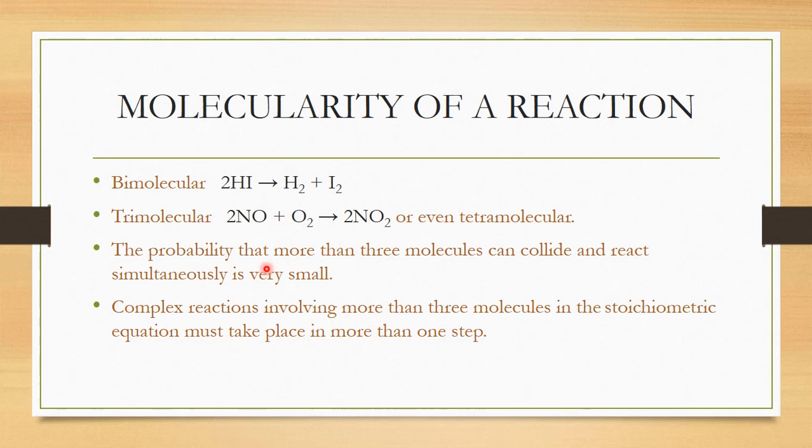But do remember that the probability that more than three molecules can collide and react simultaneously is very small. If you see a complex reaction involving more than three molecules in the stoichiometric equation, it means that the reaction cannot take place in one step. It must have taken place in more than one step.